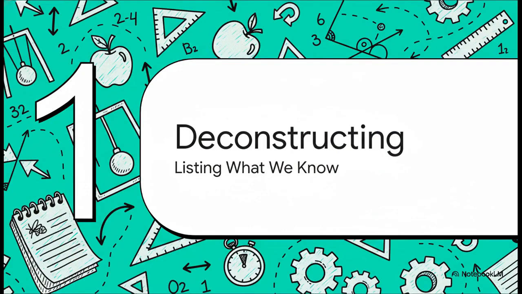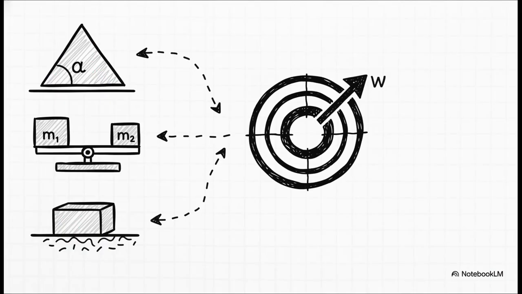Before we even touch a formula, before we even think about F equals ma, let's just take a breath and list out what the problem actually gives us. This simple step keeps us grounded and helps us avoid a lot of silly mistakes down the road. So, what's in our toolkit?